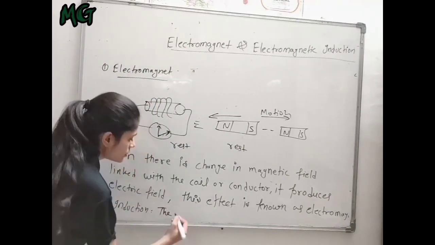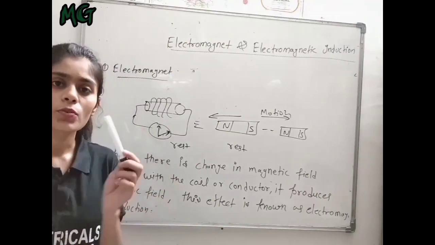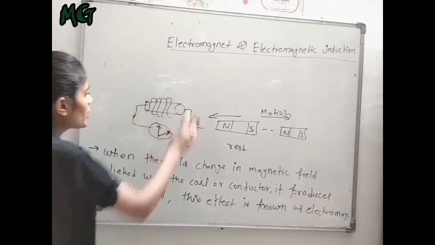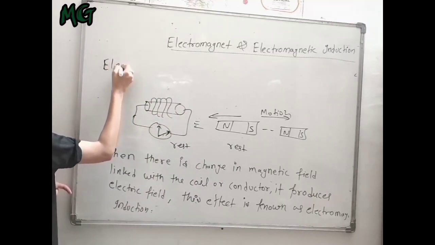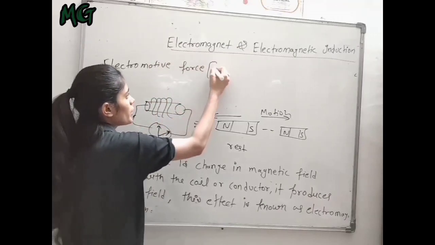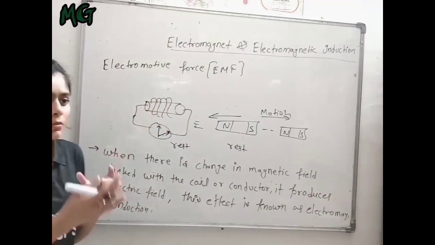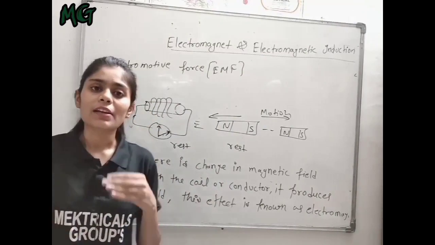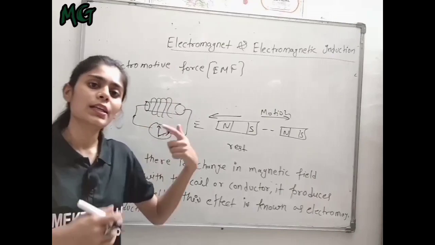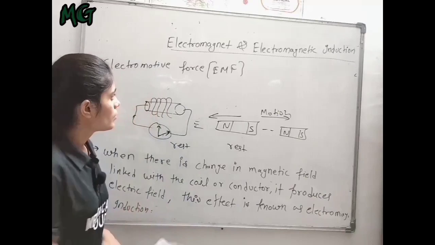We can write it here: the produced voltage, or generation of potential difference, is known as electromotive force. Try to understand, electromotive force is also denoted by EMF. Electromotive means to motivate the electric field. The force which motivates the electric field generated in this case is known as electromotive force.